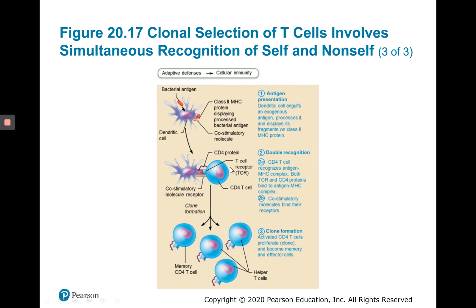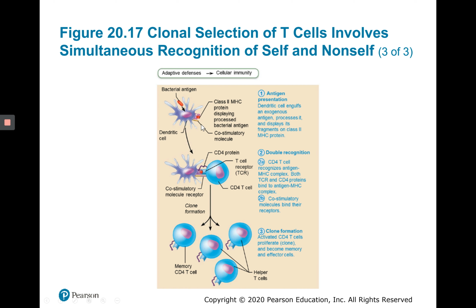So in figure 20.17, we're just looking at clonal selection of T cells and how that involves not only the simultaneous recognition of self, which is MHC, but non-self, which is the foreign antigen. So antigen presentation, here we're seeing a dendritic cell, which has engulfed an exogenous antigen, processed it, and displayed that fragment on a class 2 MHC protein.